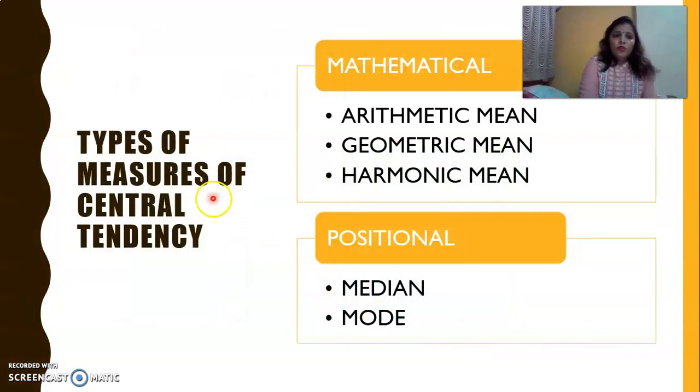So types of measures of central tendency: we have mathematical measures of central tendency as well as positional measures of central tendency. Why are these being called positional? Because they tell the position of the average in the entire data set.